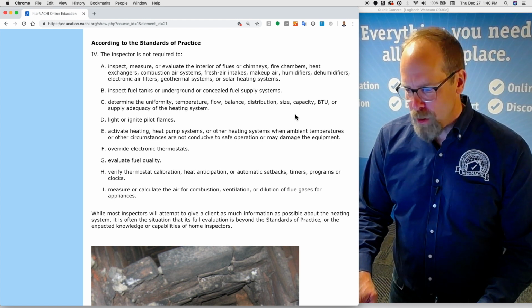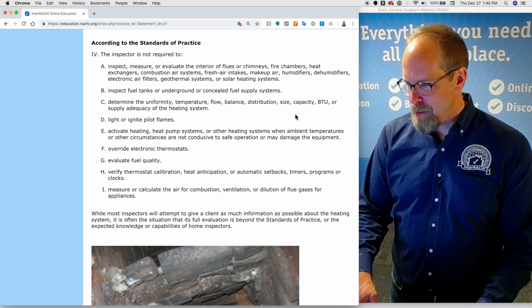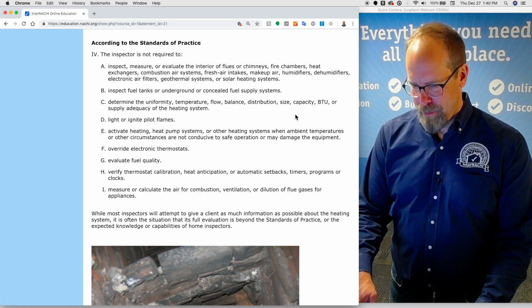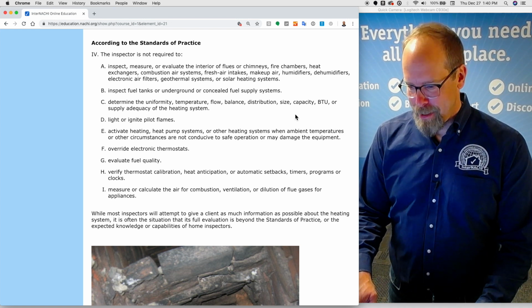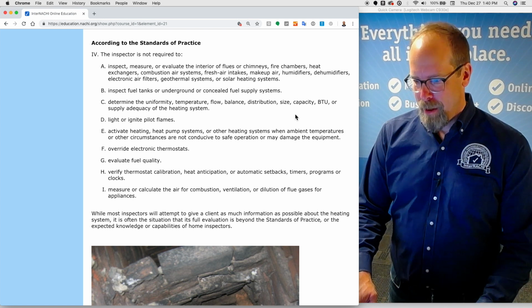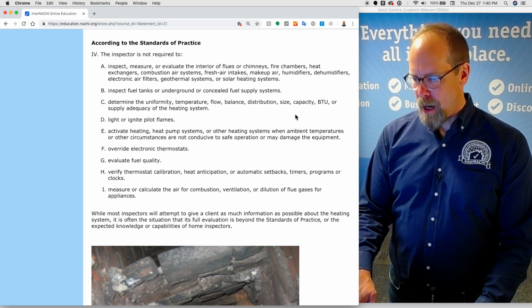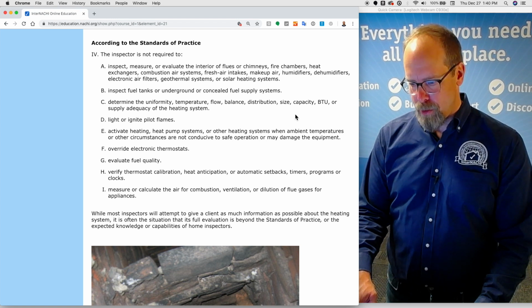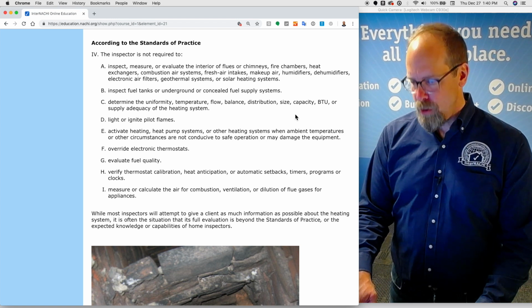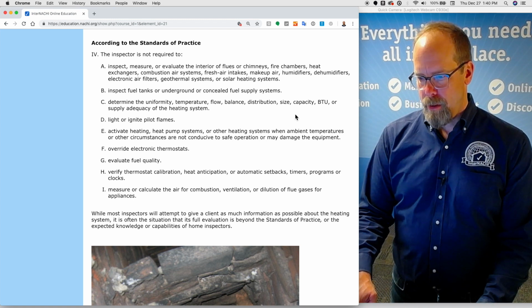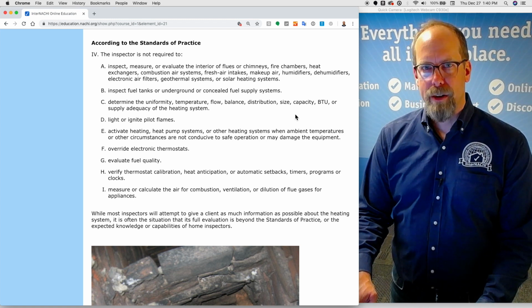You're not required to determine the uniformity, temperature, flow, balance, distribution, size, capacity, BTU, or supply adequacy of the heating system. You're not required to, and should never, light or ignite pilot flames. The inspector is not required to activate heat pump systems or other heating systems when ambient temperatures or other circumstances are not conducive to safe operation or may damage the equipment. You're not required to override electric thermostats.